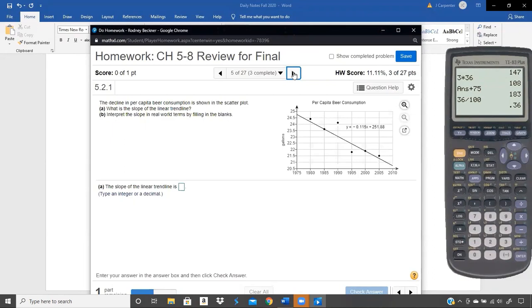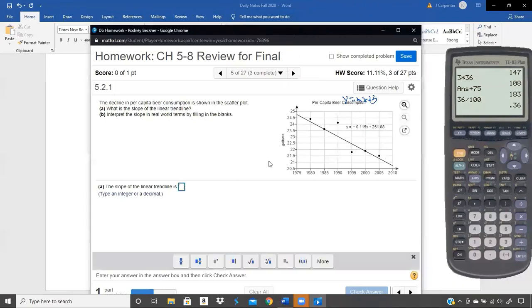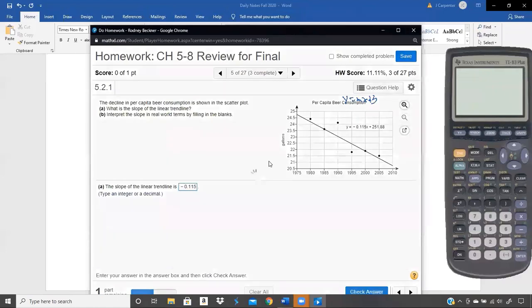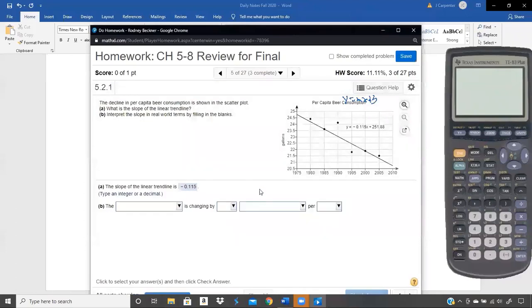What is the slope? Well, remember that for lines, the thing with the variable is the variable amount, and then the thing without a variable is the fixed amount. But also, it's y equals mx plus b, where m is the slope and b is the intercept. So this number right here should be our slope. That negative 0.115. So let's try that out. And you can't forget the negative, negative 0.115. And we got it right.